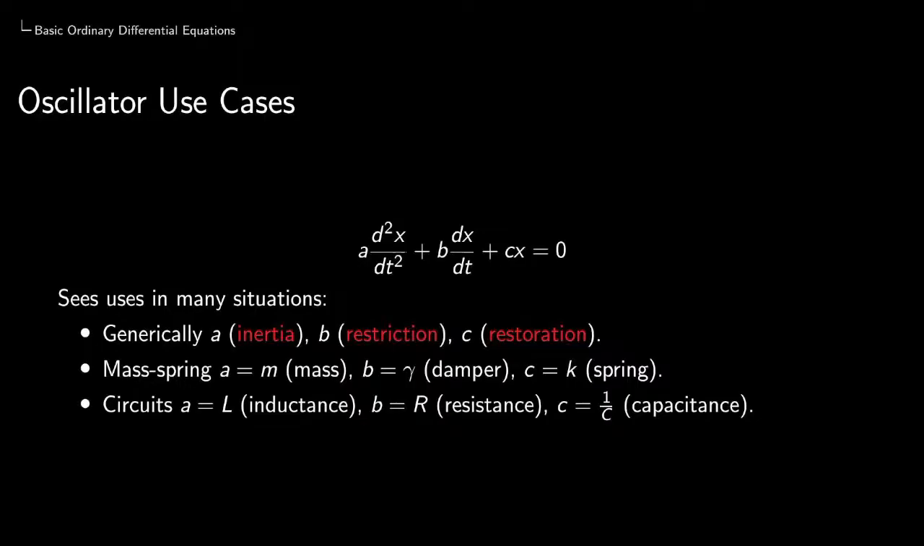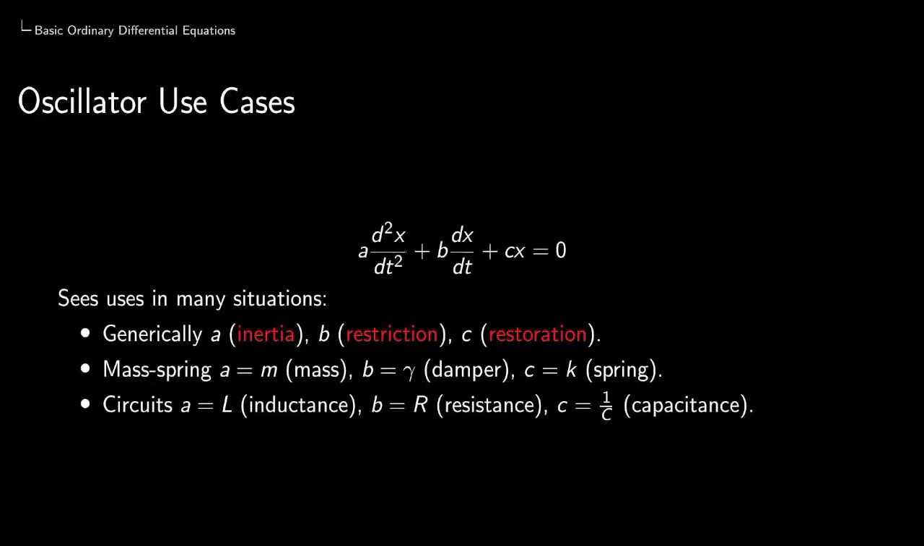So generically, the term A is an inertia. It is the oomph behind a system, for a given system. The B is some sort of restrictive term. It's going to stop it, slow things down. It's basically the brake term, B for brake. And then C is a restorative force. It stores up energy or an equivalent quantity to be released and given over again to the inertia or to the restriction.